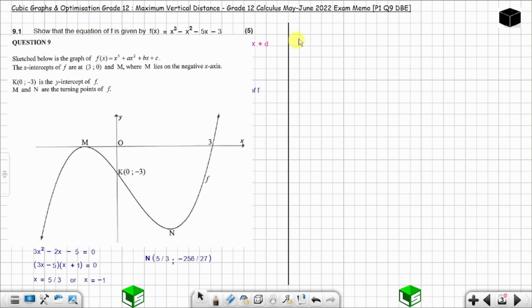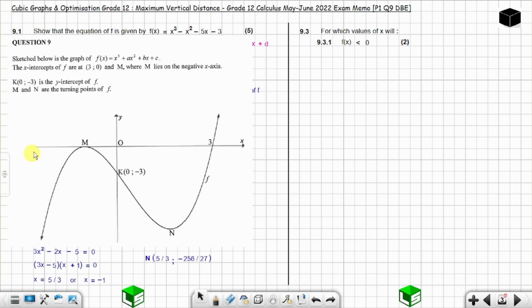9.3, for which values of x will 9.3.1, f of x less than 0. This question is 2 marks. F of x is less than 0 where f is below the x-axis, but not where f is touching the x-axis, right? F of x less than 0 means f of x negative or f of x below the x-axis.